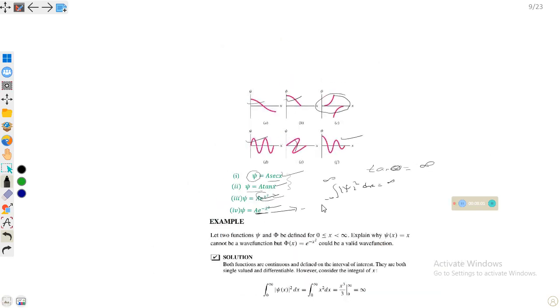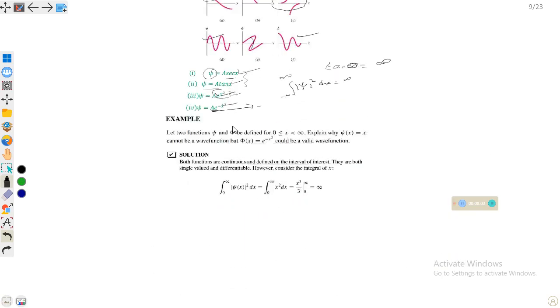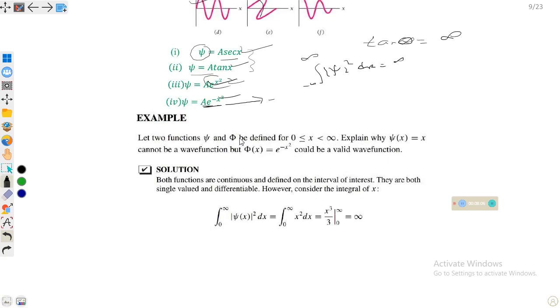Now let us consider an example. Let two functions psi and phi be defined over this range. Explain why psi of x equal to x cannot be a wave function. For a finite wave function we integrate from 0 to infinity psi mod square dx, that is 0 to infinity x square dx. If we integrate this it gives infinity, which means it is not square integrable. But if we put phi of x equal to exponential minus x square and integrate, it should give a finite value if this is an acceptable wave function.